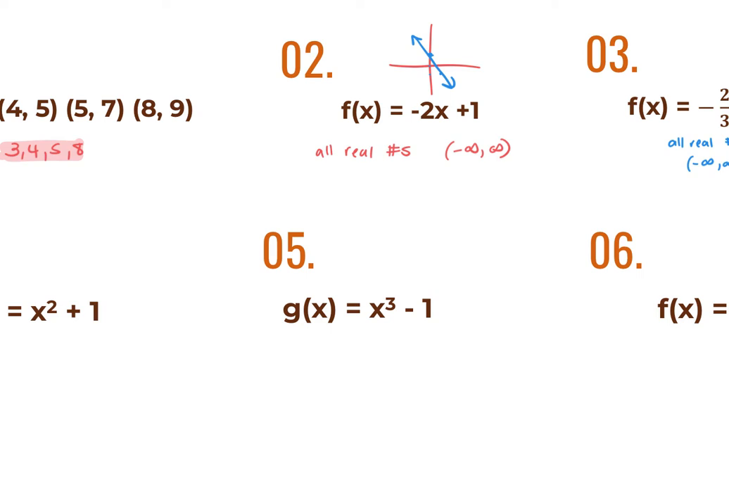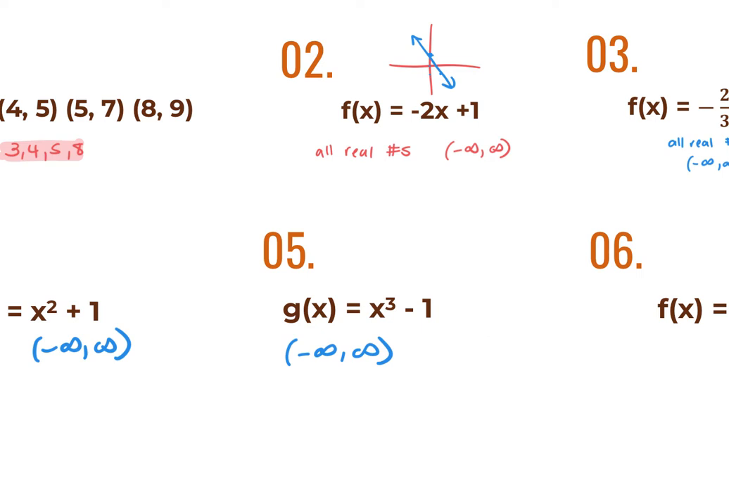How about 4? Variable in a denominator or under a root? Nope, all real numbers again, negative infinity to positive infinity. 5? Variable in the denominator or under a root? Nope, negative infinity to positive infinity again. A lot of the homework is going to be like this, though there are not a lot of those.